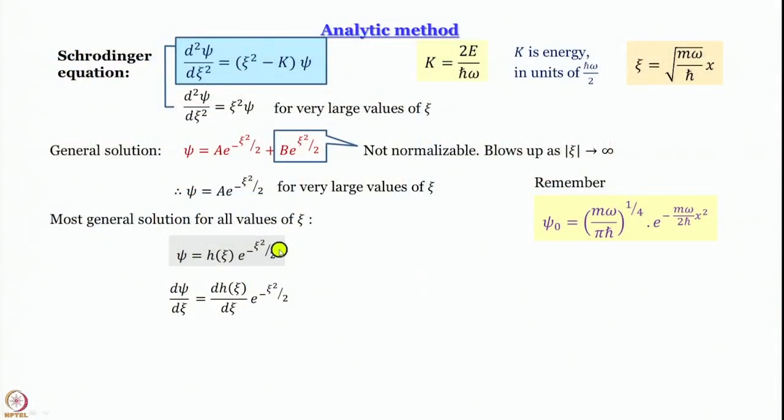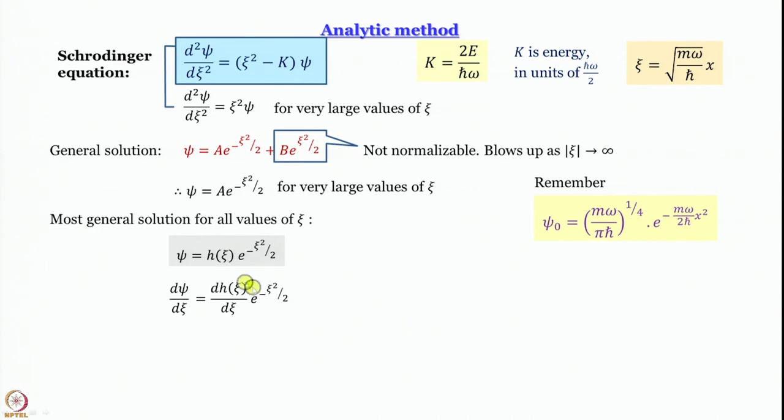So what is d psi d xi? Let us work that out first. D psi d xi, as you can see very clearly, is a product of two functions. One function is h of xi, and the other function is e to the power minus xi square by 2. So we know what the derivative of a product is. Let us do that. The first one, we keep e to the power minus xi square by 2 as it is, and we differentiate h, and since we do not really know what it is, just write dh d xi multiplied by e to the power minus xi square by 2.